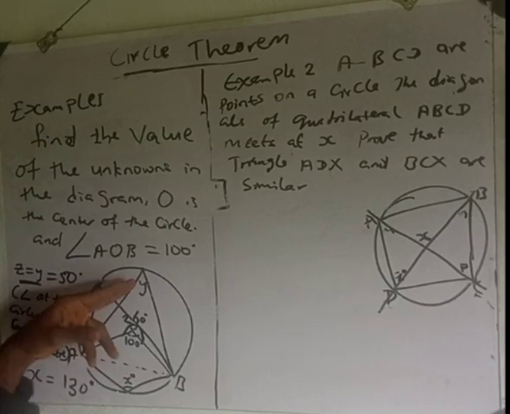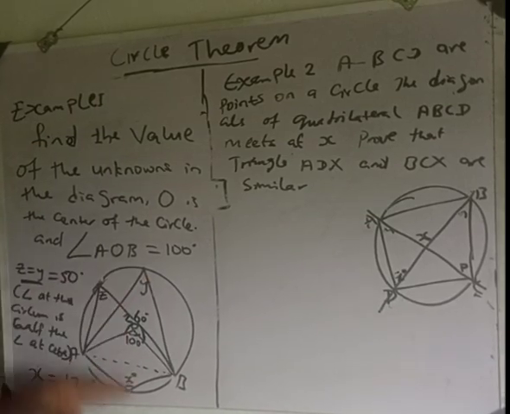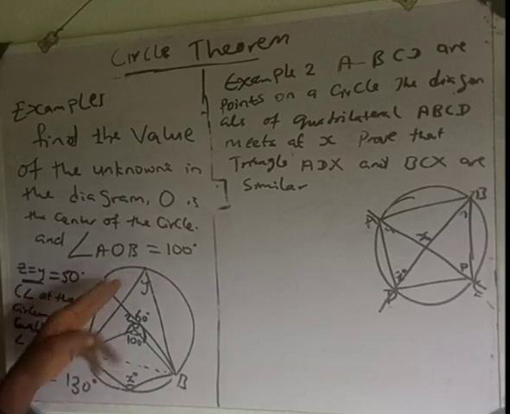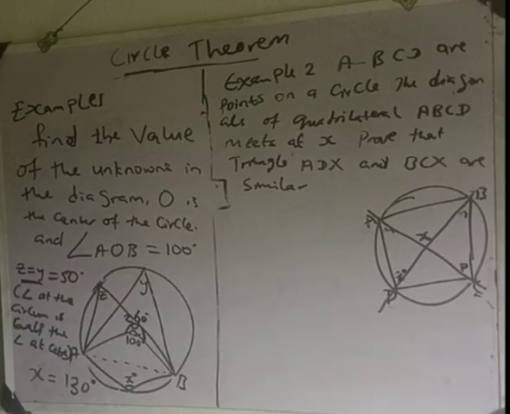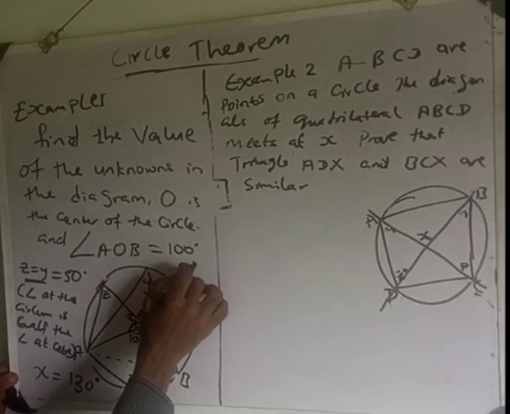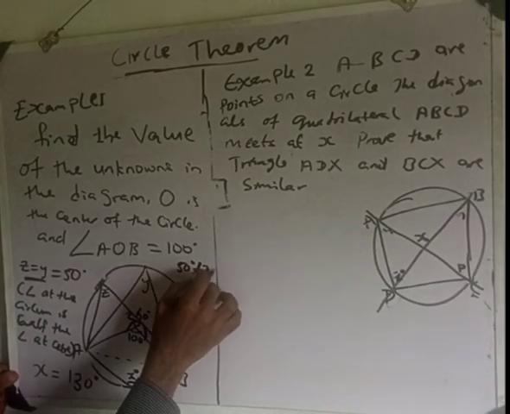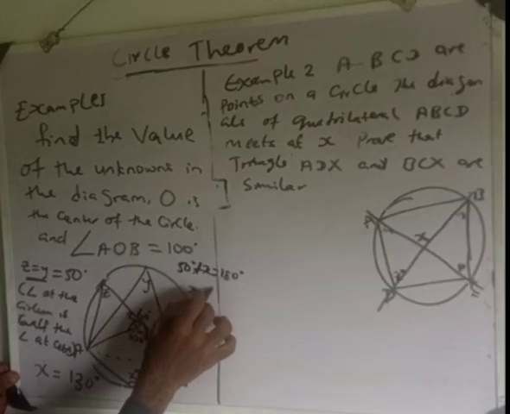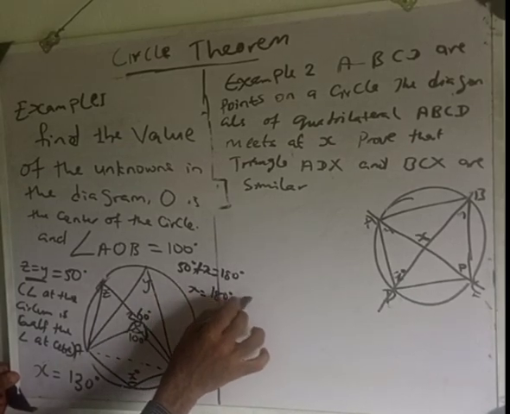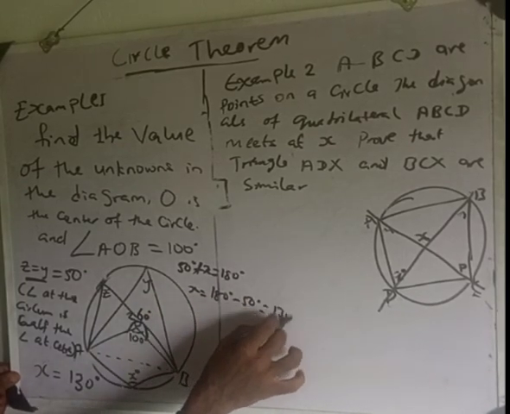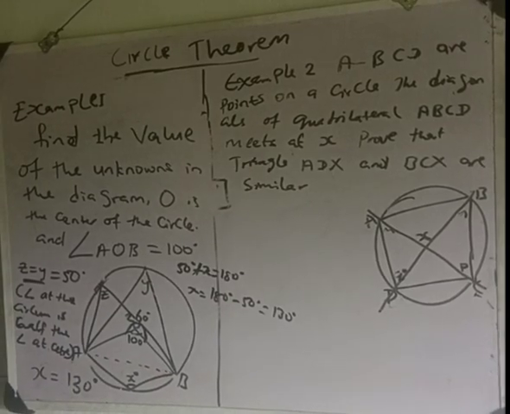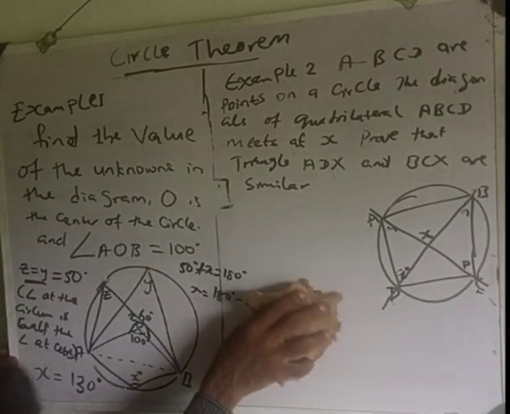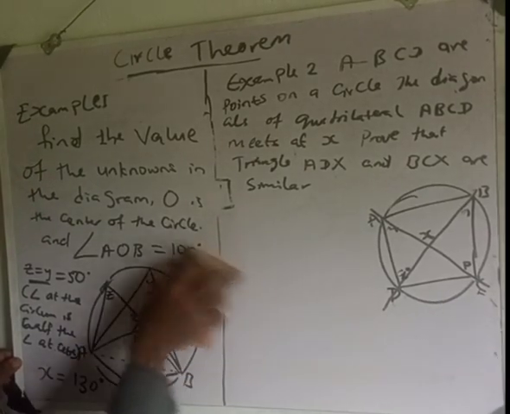Or you can say, if this is 50, opposite angles of a cyclic quadrilateral are supplementary, or they add up to 180. So you can just say 50 degrees plus X is equal to 180 degrees. That means X is equal to 180 degrees minus 50 degrees, which will give 130 degrees. So anyhow you go about it, you get X to be equal to 130 degrees.